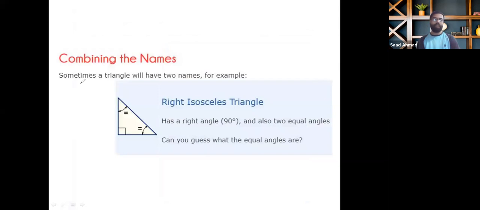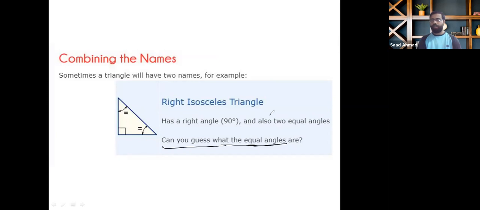Okay, so we can have combined names. For example, this one is a right isosceles triangle because this side and this side are equal and it's a right triangle, right? So we can say that this is a right isosceles triangle.